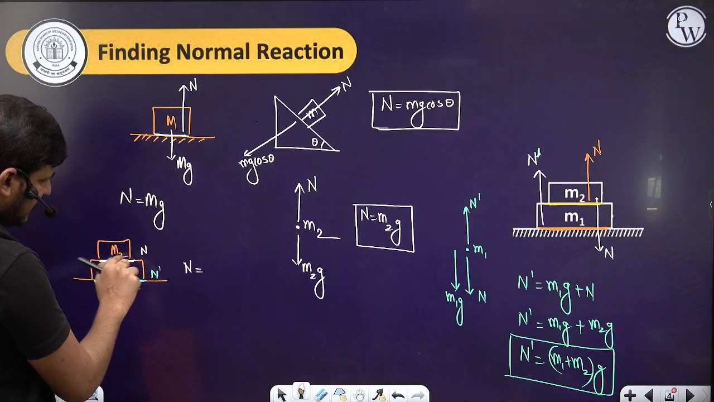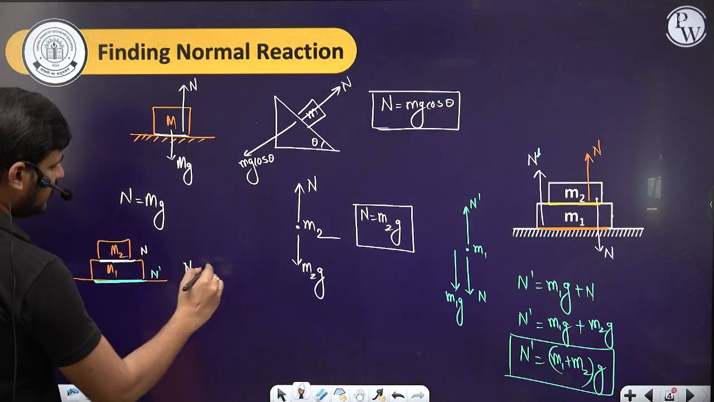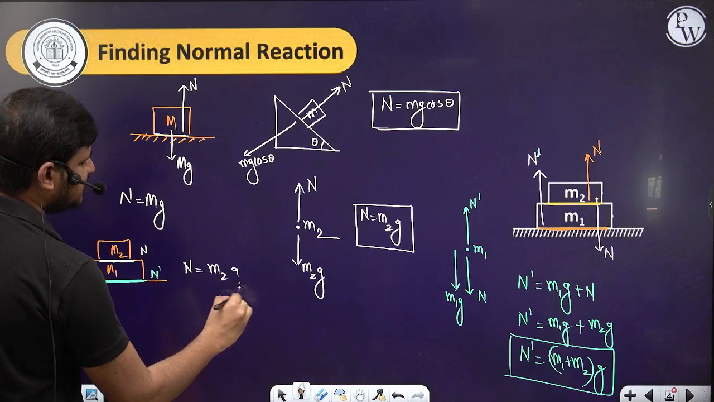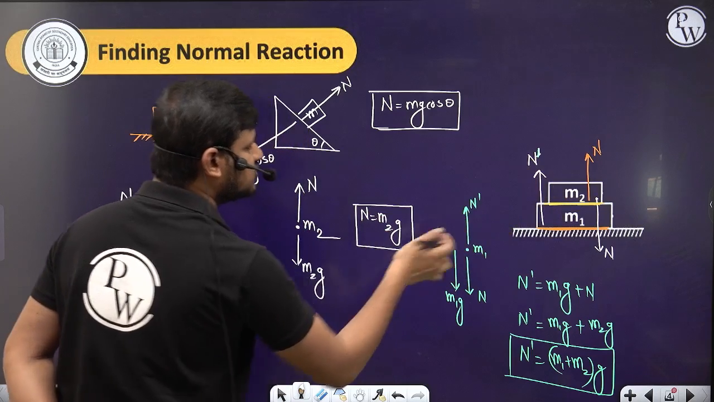So here is the normal N. What are all the masses which are upon this point of contact? Only M2. So that mass into g you do. So N is equal to m2g, yes or no? This normal we got N is equal to m2g.